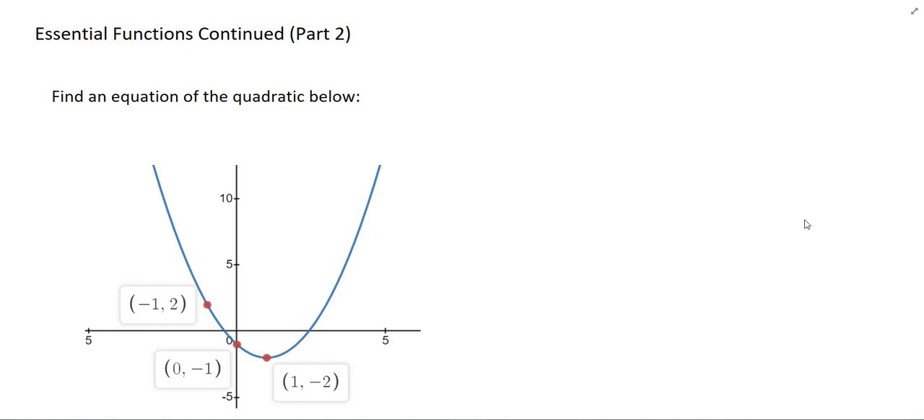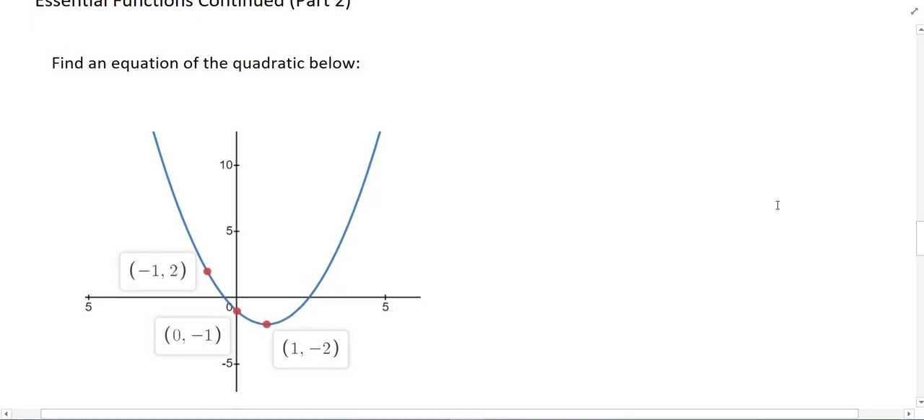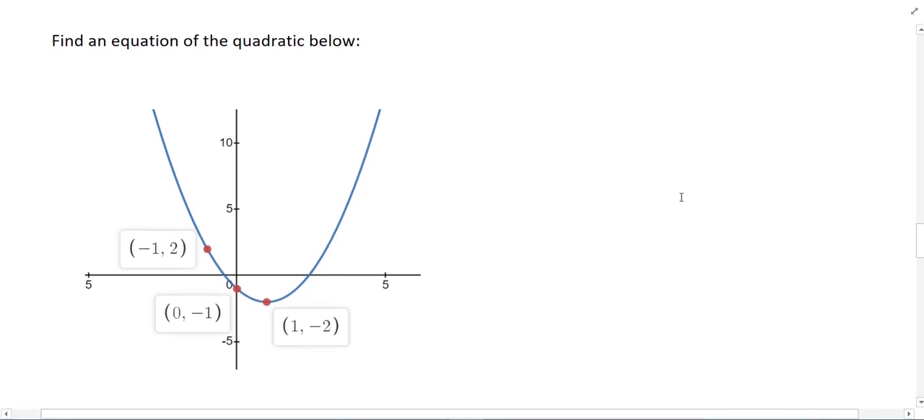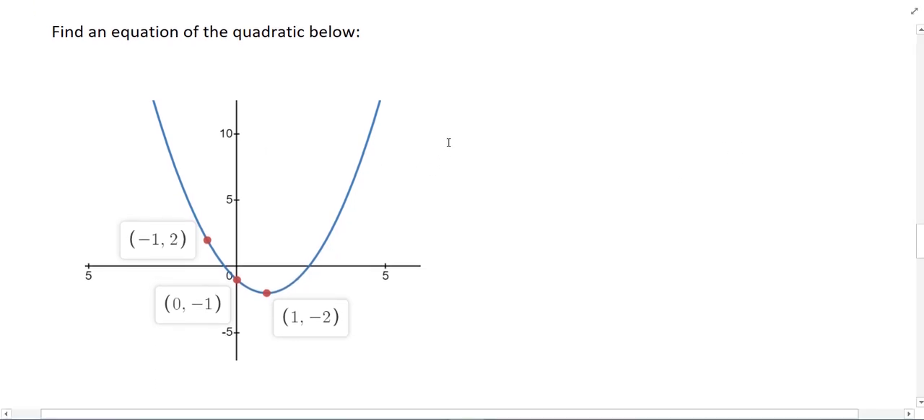Hi there, this is part two of our essential functions videos. So for this example, we want to find an equation of the quadratic shown below. So I have 3 points and I know it's a parabola, it's a quadratic function. So we know from our prior knowledge in various classes that any 2 points define a line, any 3 points define a parabola. So let's find the equation of a parabola.